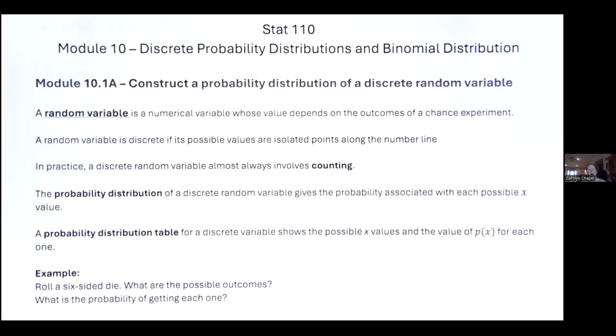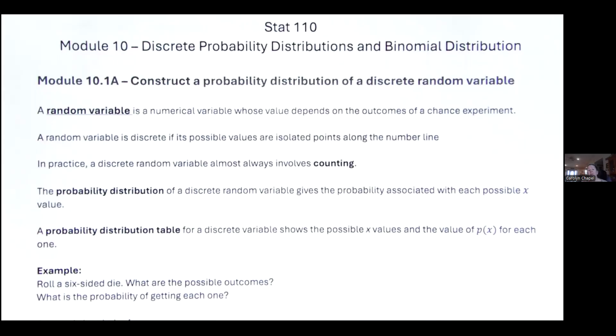First of all, a random variable is a numeric variable that depends on the outcomes of chance. They can be discrete or continuous. In this section, we're just going to look at the ones that are discrete. So again, remembering on a number line, just dots along that number line somewhere. The probability distribution is basically the probability of each one of those things happening.